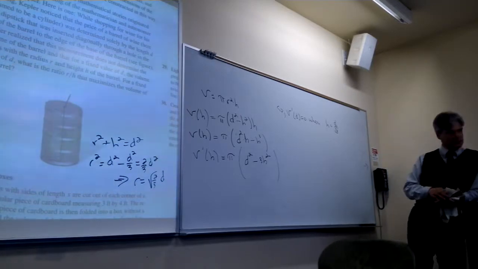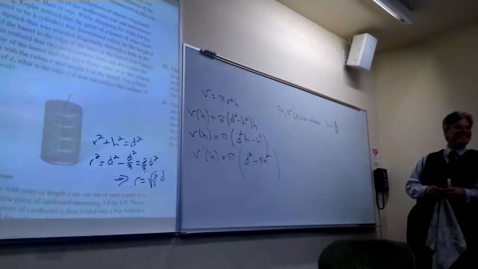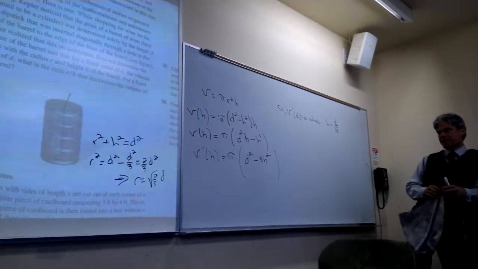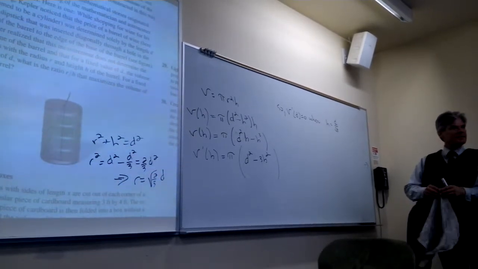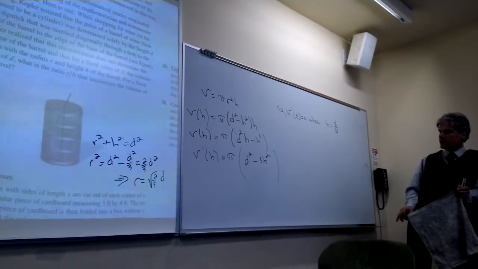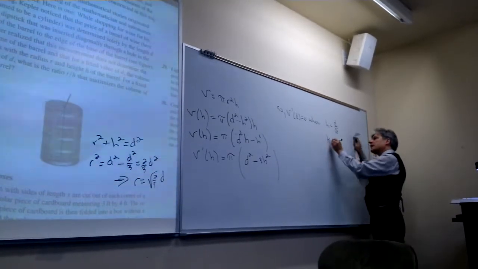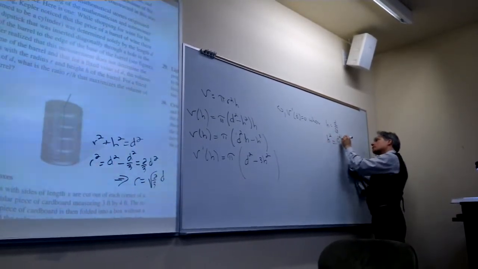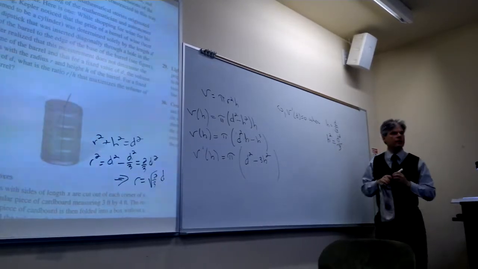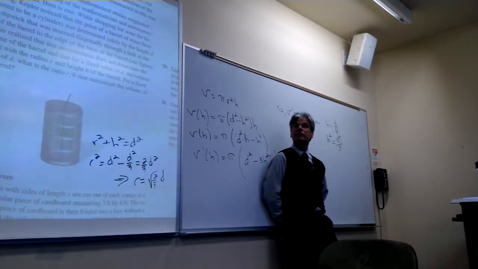Is that helping? Where'd the d squared over 3 come from? Came from over here. If this is what h is, then I think h squared is going to be d squared over 3. Okay, in my head, I was just squaring both sides. Did we do it right? Yeah, this is the right answer.